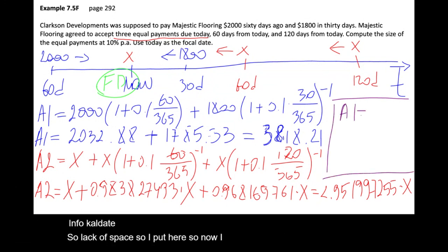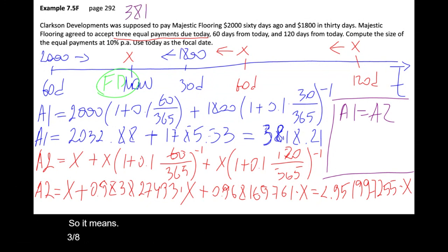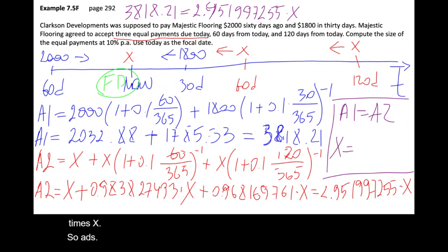So now A1 equals A2, right? So it means 3,818 equals 2.95 1997 255 times x. And so x is what? 1,293.43.